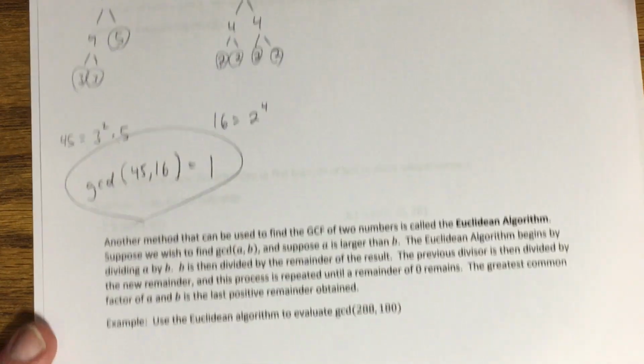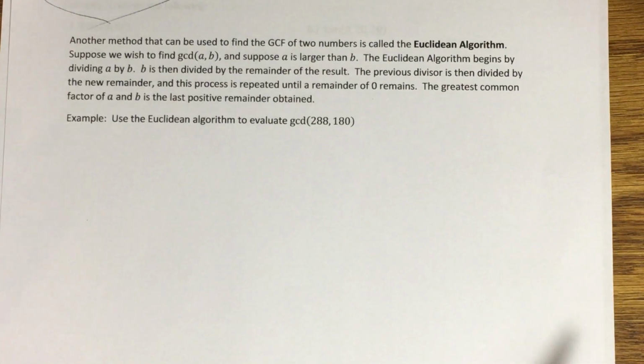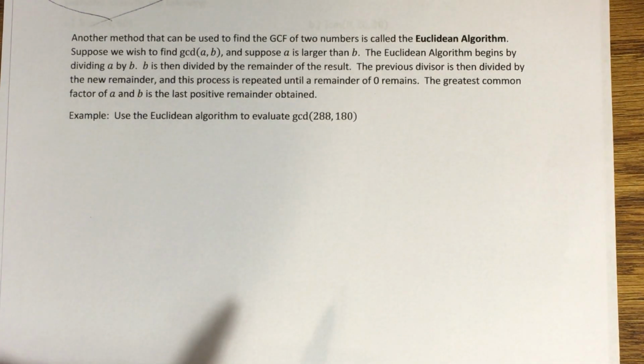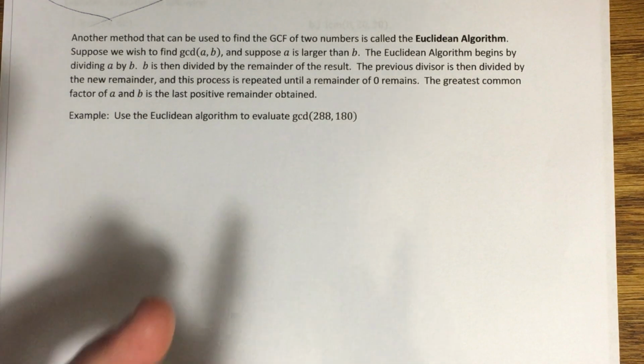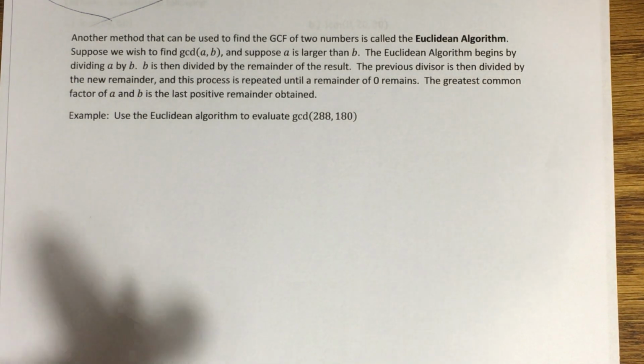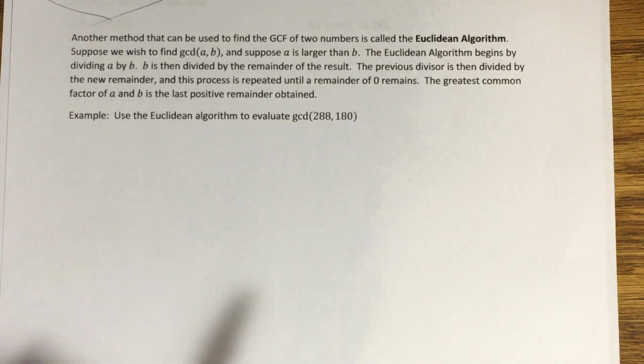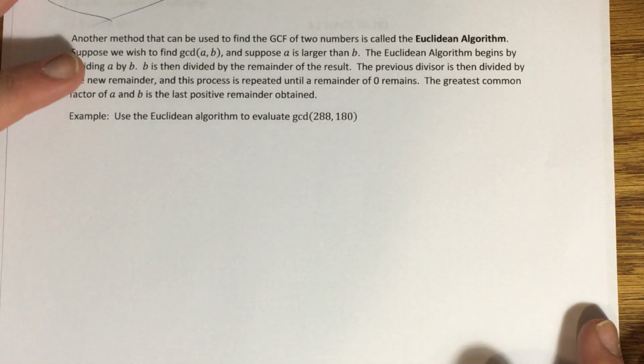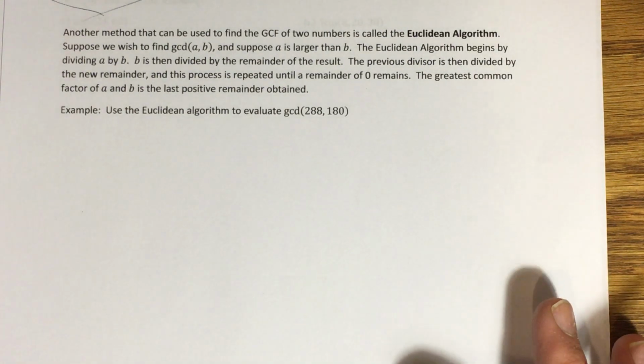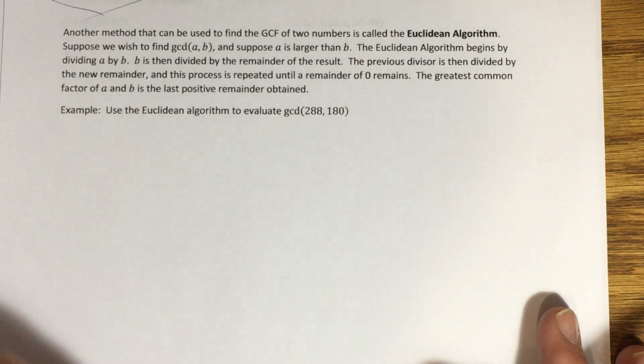Okay? All right, so far what we've done is we've talked about one method of finding the GCF, or the GCD, of two numbers using factor trees and prime factorizations. And it's a very useful technique. But another technique exists that's used a lot in number theory, and it's something that we call the Euclidean algorithm.